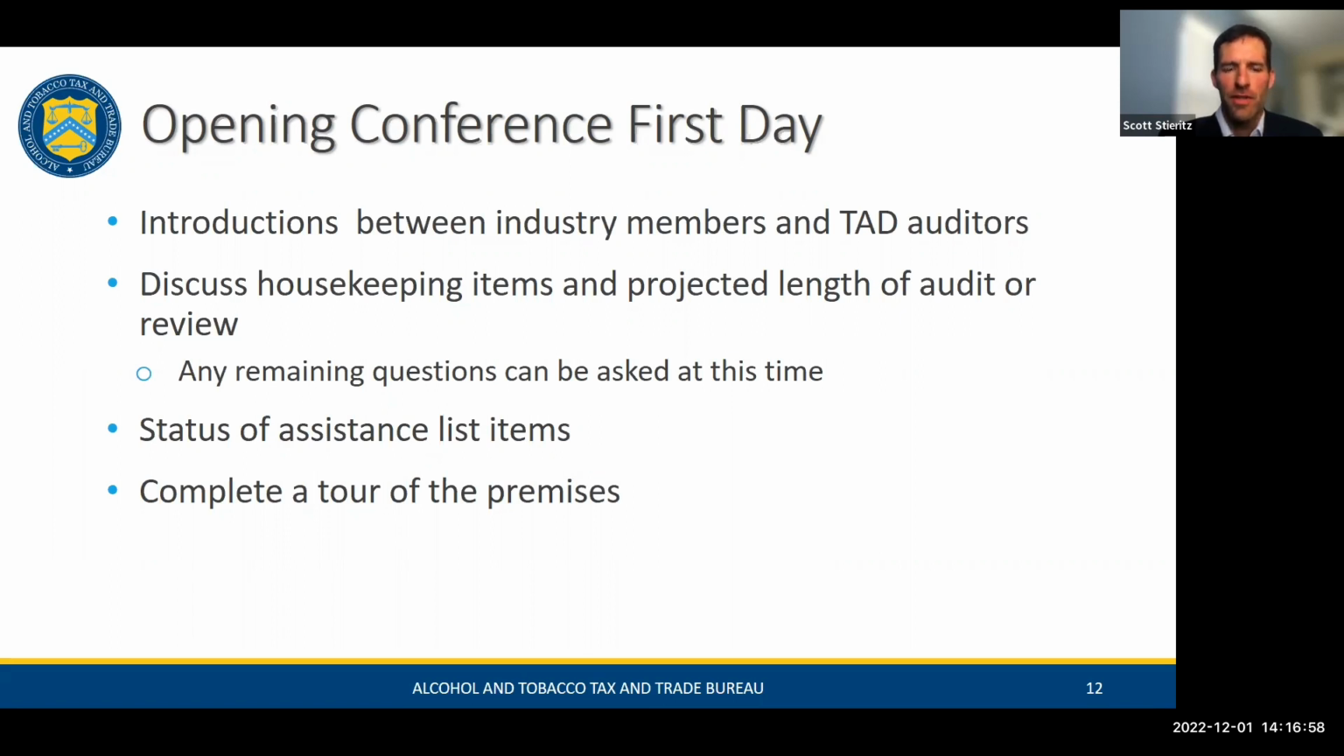We also review the status of the assistance list. It's extremely helpful to have the majority of the items on the information request list ready by the time we arrive. Lastly, we complete a plant tour to get familiar with the layout of the industry members' operations.